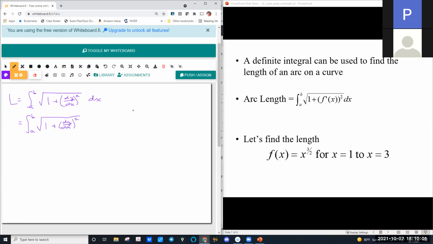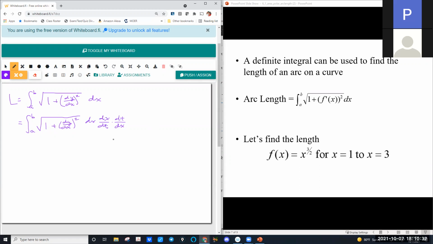So we'll leave that alone for right now. What I'm going to do is rewrite the dx. Actually, no, I'm not going to rewrite the dx. I'm going to add something. So we got the dx, and then I've got dx dt times dt dx. So I haven't really changed anything. You can see that if I canceled the dx's and the dt's, I still have dx.